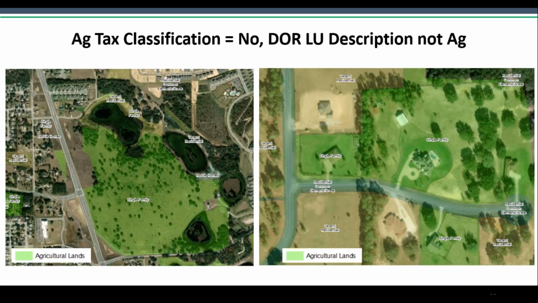So one of the most important pieces of this analysis is looking at the combination of the agricultural tax valuation assigned by the county and the land use designated by the property appraiser.